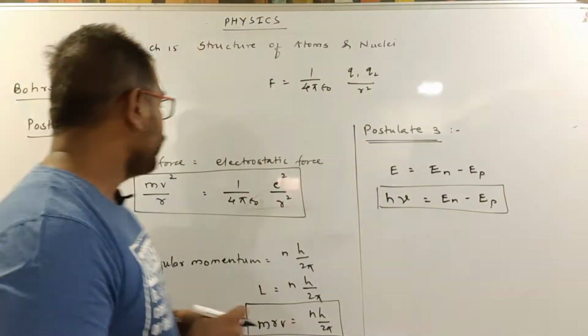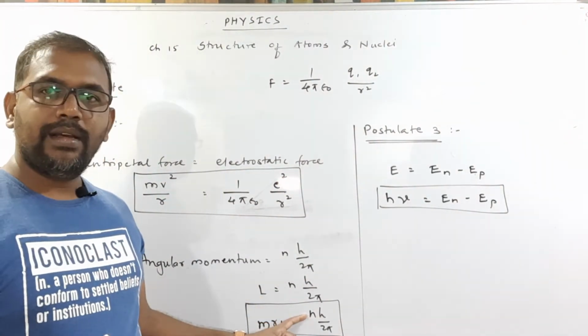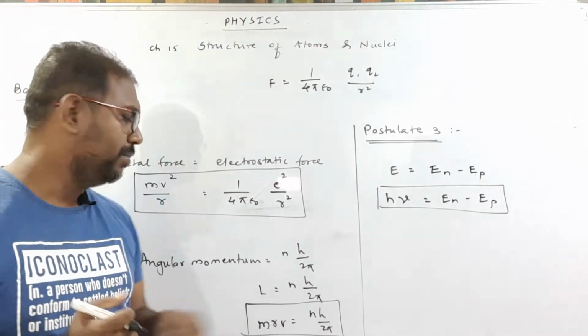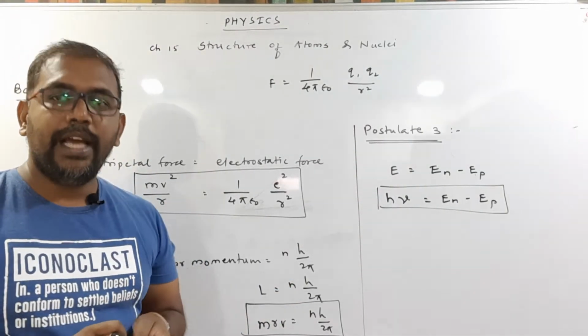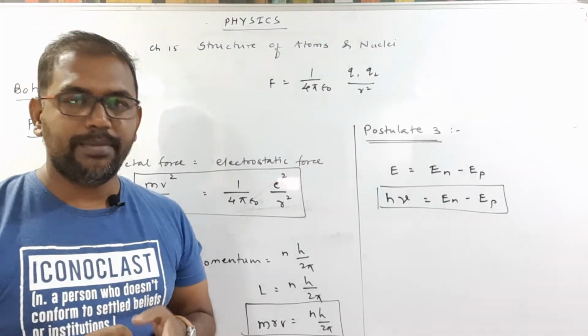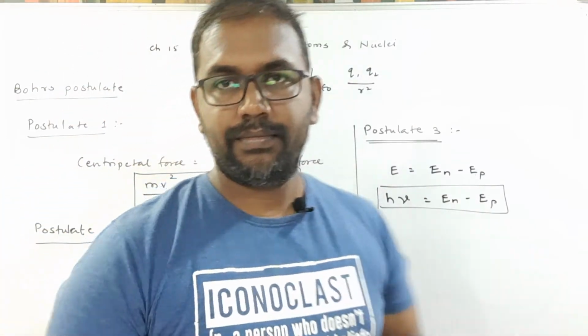So here you remember one thing. This n is 1, 2, 3, 4. This n is also called the principal quantum number. In this formula, the n is the number of orbit. It is also called the principal quantum number. Now we have to learn the next article.